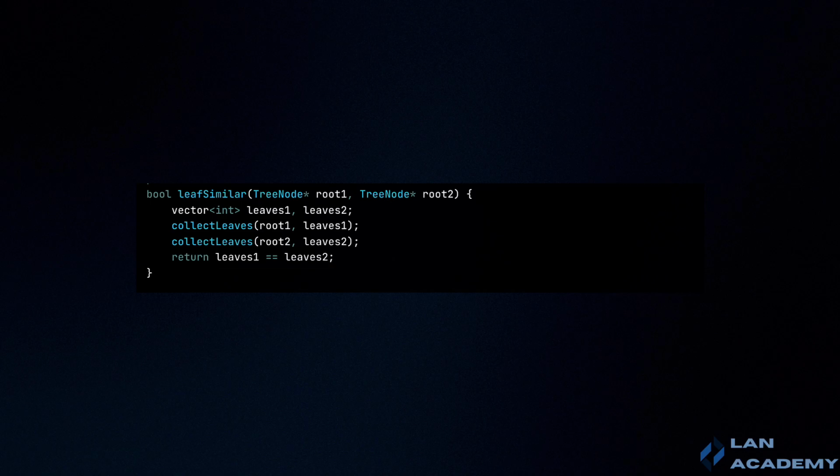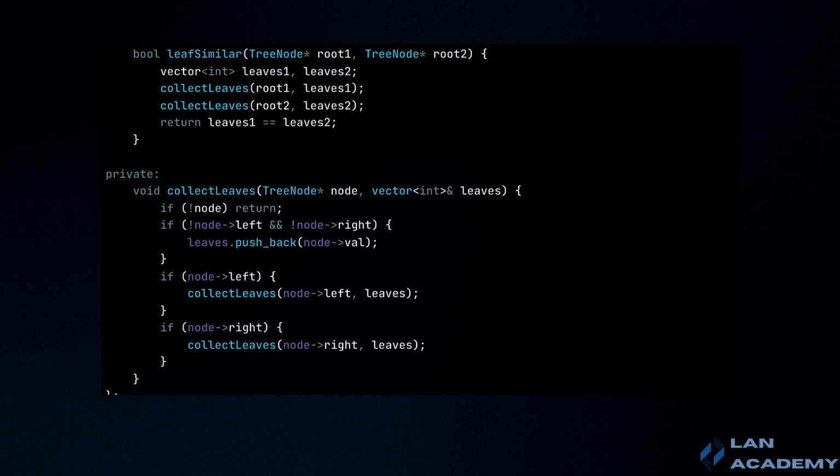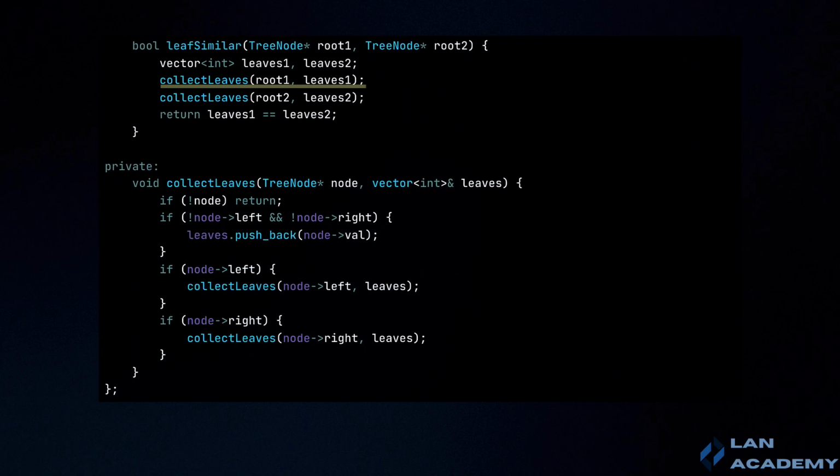To solve this, we start by declaring two vectors, leaves1 and leaves2, which will store the leaf values of the two trees respectively. The collectLeaves function is called on root1 to gather its leaf values into leaves1. Similarly, the collectLeaves function is invoked on root2 to populate leaves2. Finally, we compare the two leaf vectors with the expression return leaves1 equals leaves2, returning true if they are identical and false otherwise.